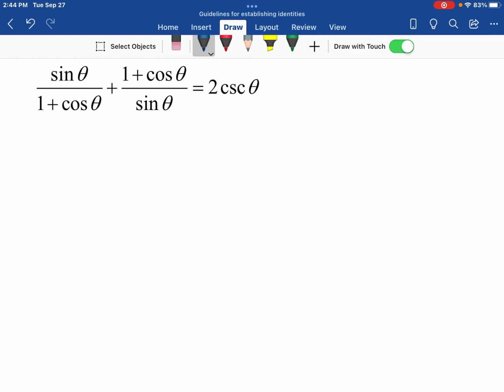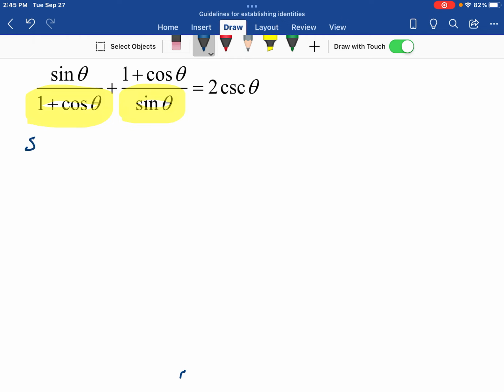Now, as I look at this, I notice that I have fractions here, and I want to add these two fractions together, and what I've got to work with are these two denominators. So what I need to do is create two fractions that have a least common denominator, which would be sine theta times 1 plus cosine theta. So I'm going to rewrite the two fractions with that least common denominator.